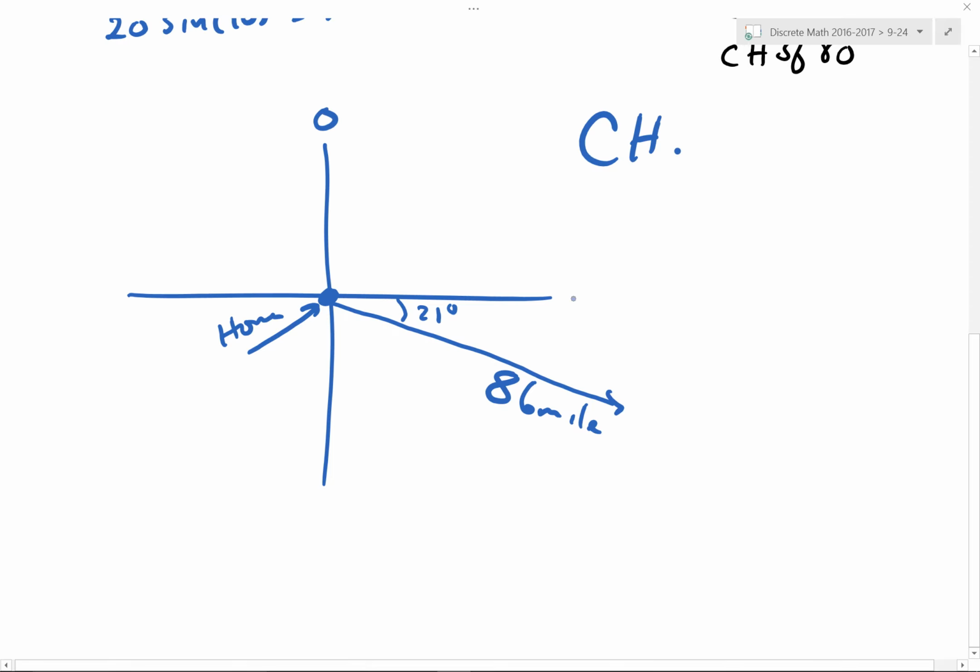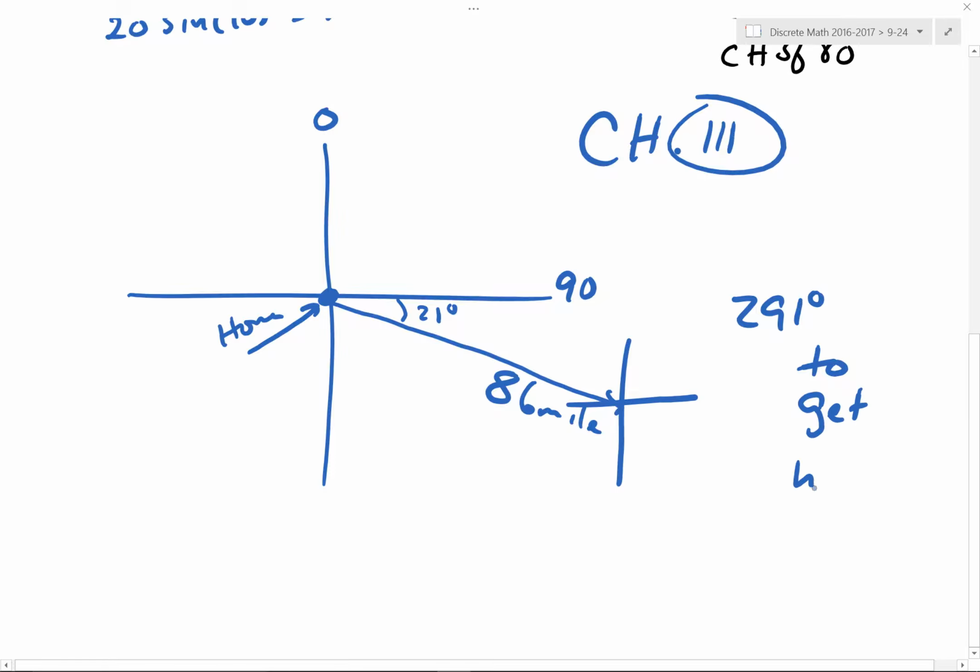Well, Mr. Groom, I don't know. Well, I do. 0 to 90, right, is 90. Plus 21 is 111 degrees. That's from home. Now, wait, there's more. Mr. Groom, what if I'm here? What compass heading should I take to get home? Well, I feel like that's 180 degrees opposite. What is 180 degrees opposite of 111? 291. That's to get him. This is from him.